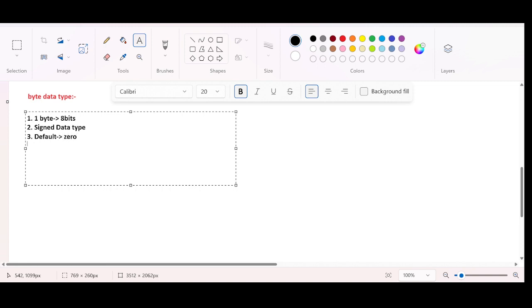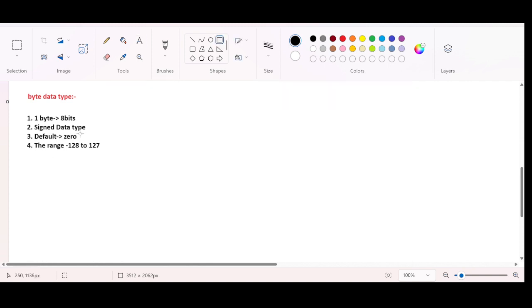I'm keeping it very simple. The fourth point is the range, the range of values that the byte can accommodate. The range is fixed for the byte data type, which is minus 128 to plus 127. Now we will understand why it is called a signed data type.